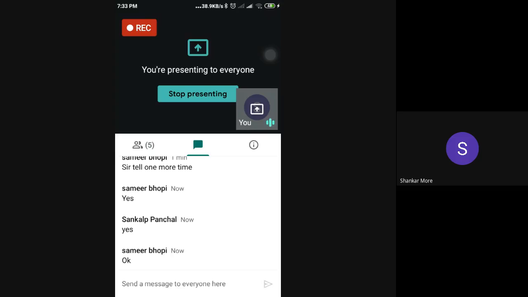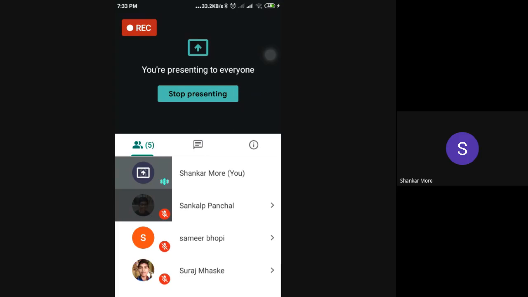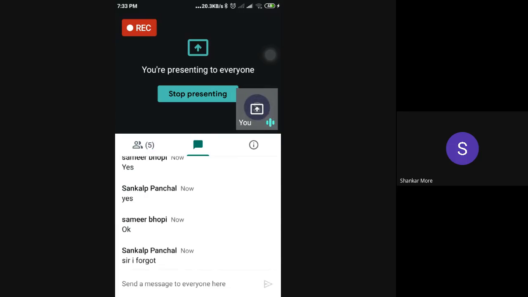Yesterday Sankalp, you didn't fill the attendance form. Also Samir, you didn't fill. Why? What is the reason? What is the issue? Only Amisha filled the attendance form yesterday. You don't have to forget, Sankalp. You have to remember, once you get out of the class, you have to fill the attendance form first.